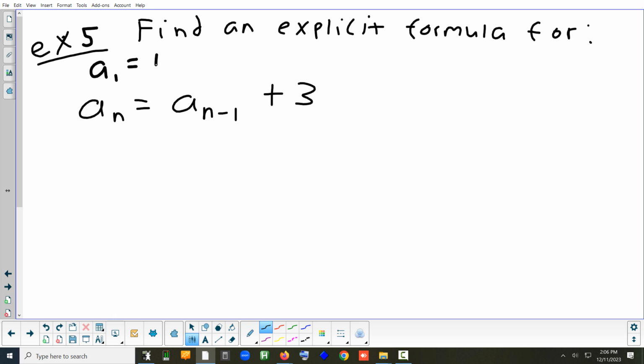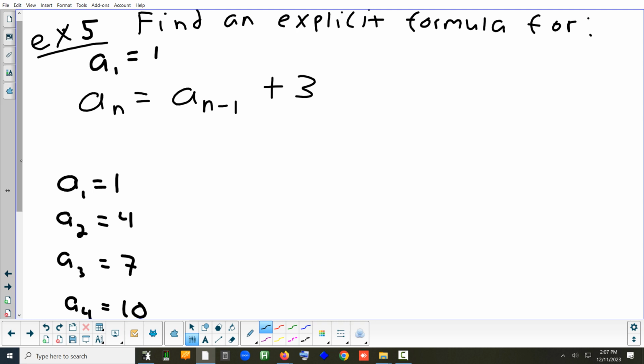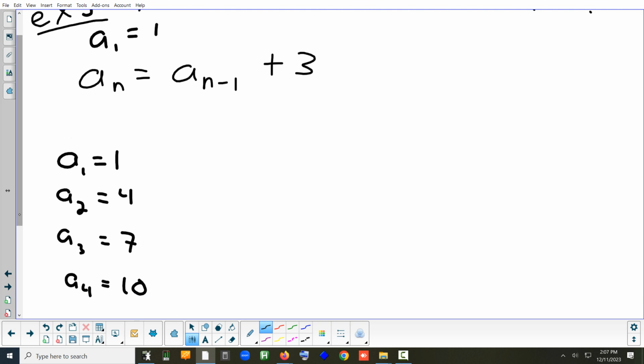All right, so first term is 1. What would be the second term based on the formula? 4. And the third term? And we'll just do the fourth term. 10. Now, why don't we like that formula? It's recursive, right? We want to find the 200th term. We've got to keep adding 3, adding 3, adding 3. It's going to take forever. So we want to try to convert this to explicit.